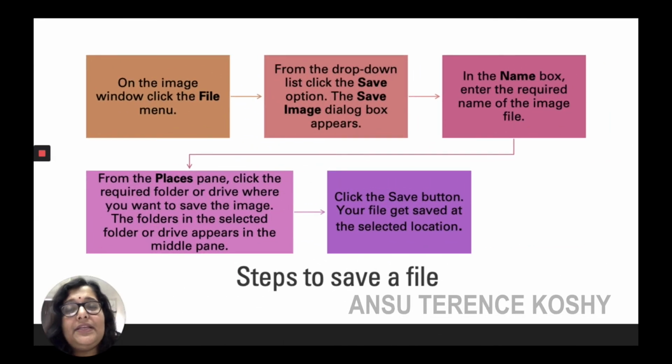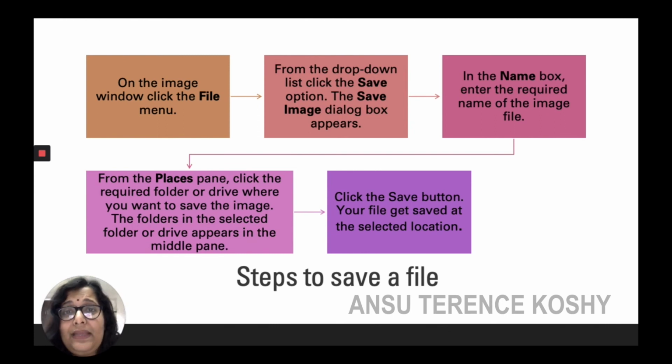What are the steps that are required to save a file? Again, you need to start by clicking on the File menu. In that, you have the Save option. You need to click on the Save option. The Save Image dialog box appears. When you click on Save, a dialog box appears. In that, you have to first enter the name that is required for your image. So you need to enter the name in the Name box.